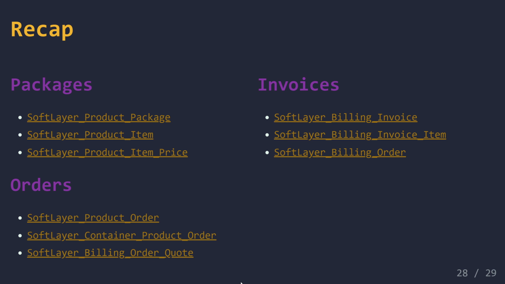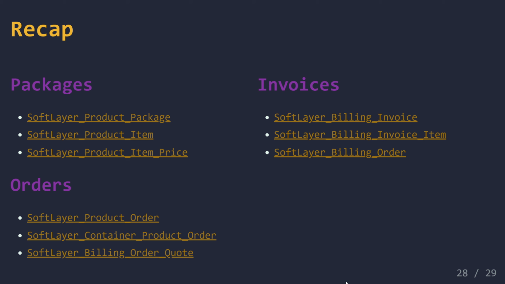Okay. And so to recap, we talked about packages and how they're organized. Packages have items, and those items have prices, and those prices is what you need to specify in your order. Orders are grouped by containers. So when you order, you need to figure out the container that you want to order with. And those containers will have all the information you want to specify when you place your order, and that's how you do that. And once you have an order, it'll generate an invoice, and we talked about the invoice service, invoice items, and order items.